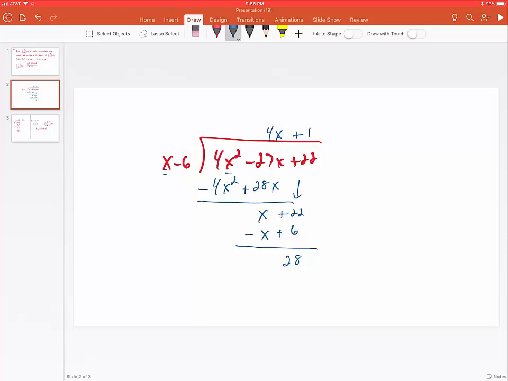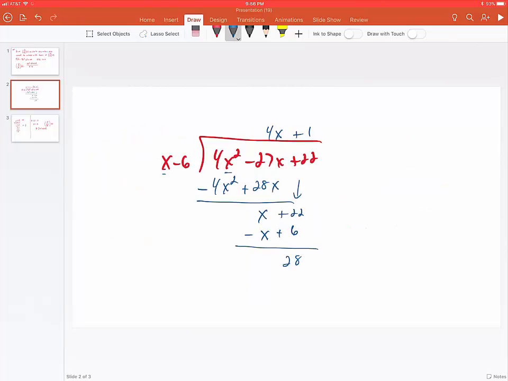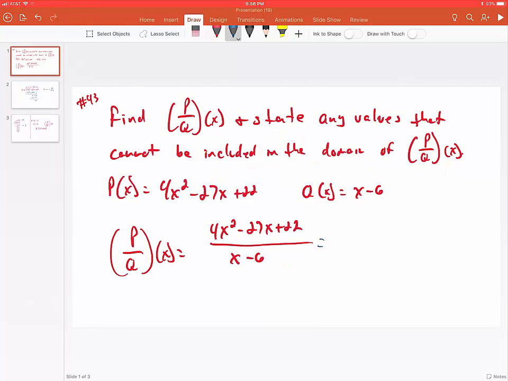Now, when we write this answer, it is slightly different than what we normally did. The proper way to have written the earlier answer would have been 15 and 0 over 7. We end up doing a similar thing for this example. So our final answer becomes 4x plus 1 plus 28 over x minus 6. If we go back to the original, P over Q of x is actually 4x plus 1 plus 28 over x minus 6.